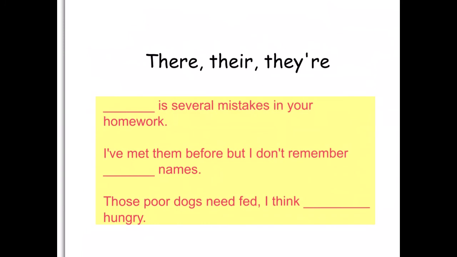Our first sentence, we need the there that begins a statement. There are several mistakes in your homework. Number 2, I've met them before, but I don't remember their names. And it's the one that shows possession because the names belong to them. And number 3, those poor dogs need fed. I think they're hungry. And it's the there that means they are, as in they are hungry.